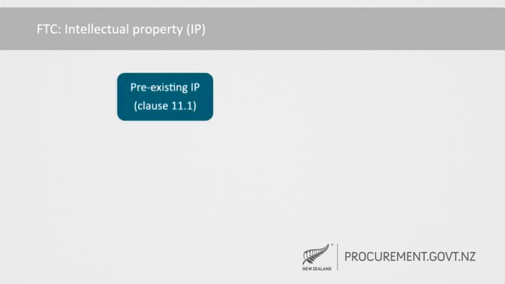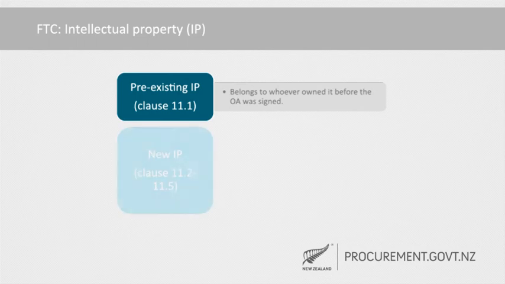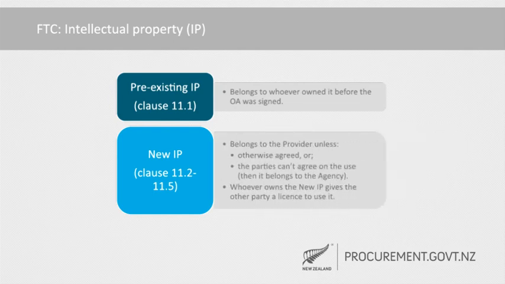This section is about who owns intellectual property, or IP as it's commonly known, and when the non-owning party may use that IP. Any IP that either party owned before the outcome agreement starts remains theirs. The starting position is that all new IP that the provider develops while they're delivering the services belongs to them, unless the parties agree a different arrangement in the outcome agreement. Both the provider and agency must agree on how any new IP will be used by the party who doesn't own it. That is referred to as a license to use new IP.